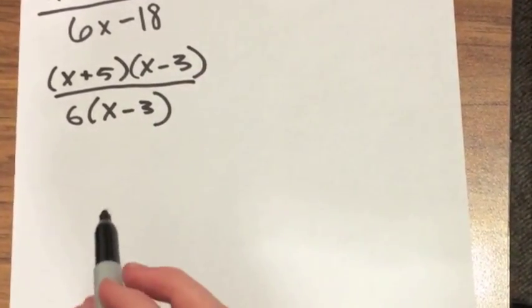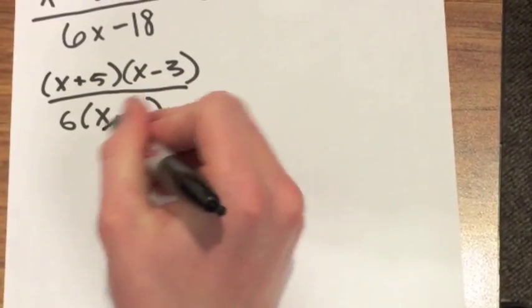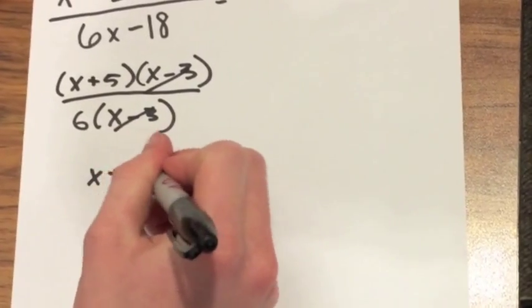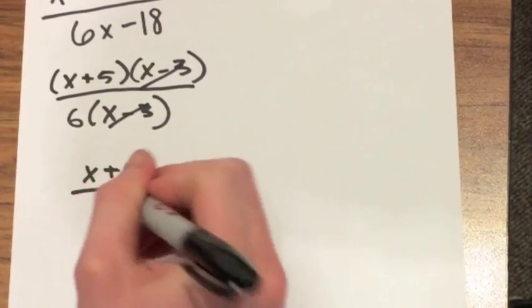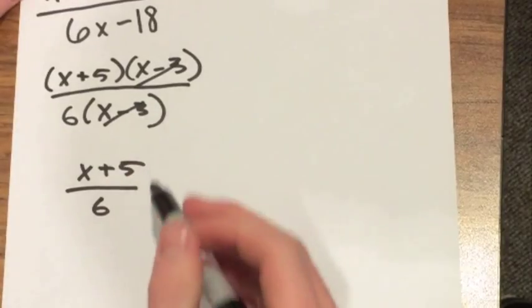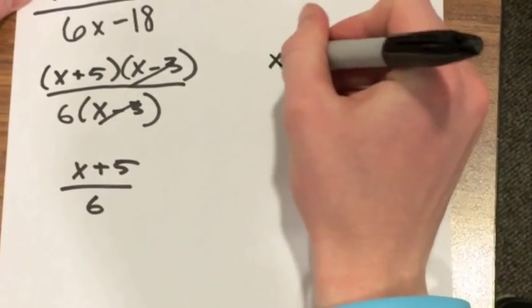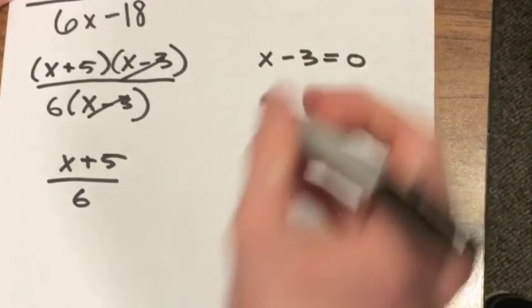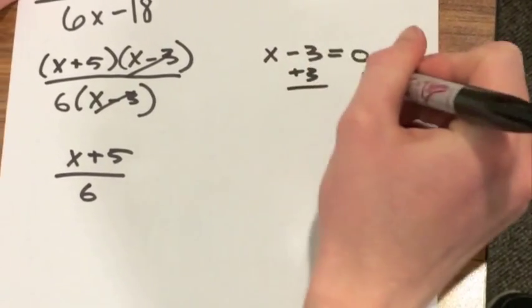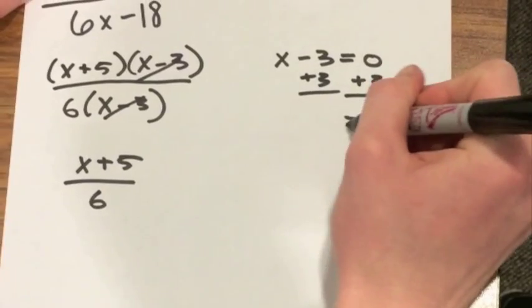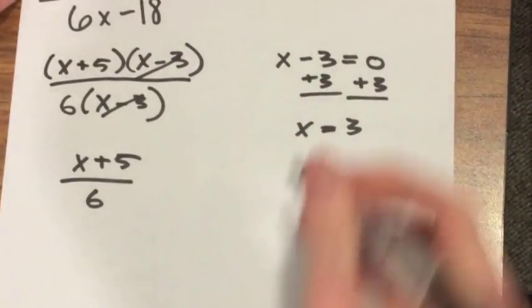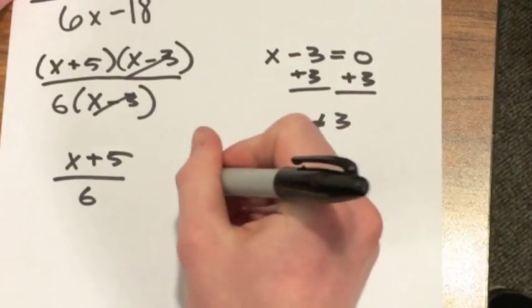Since these two are both x minus 3, we can cancel them, which will result in x plus 5 over 6. And since we have a hole here, you set the hole equal to 0: x minus 3 equals 0. We're going to add 3 to both sides, so x equals 3, or x cannot equal 3.